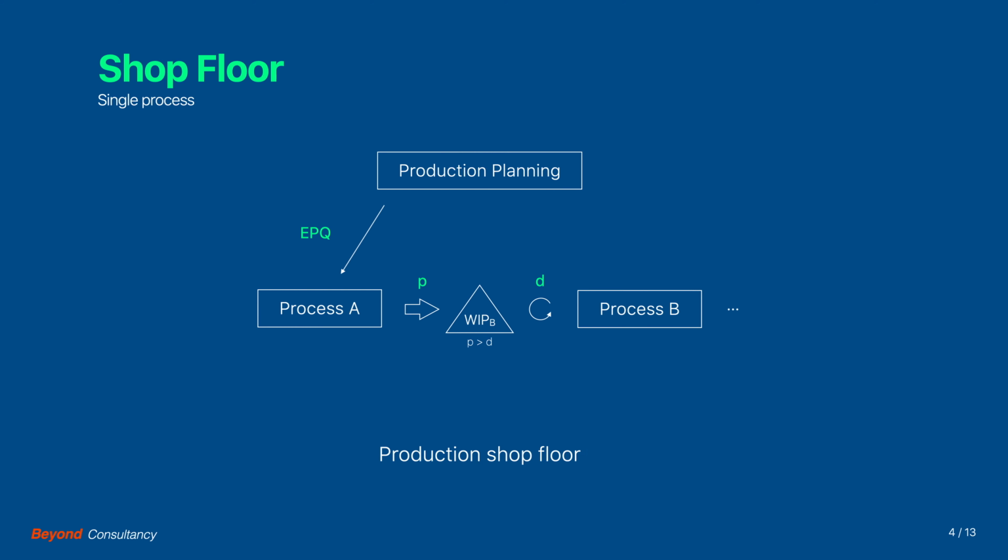Let us put one thing and another into a value stream map. The production planning gives the process A an instruction to produce the optimal amount EPQ. The process A runs at the rate P, for instance 100 units per hour, and delivers these units into the work-in-process buffer of the receiving process B. This process consumes the units at the rate D, which must be lower than P, for instance 40 units per hour. This diagram illustrates the basic setup of the economic production quantity model.